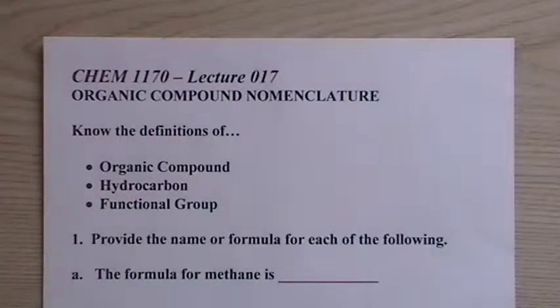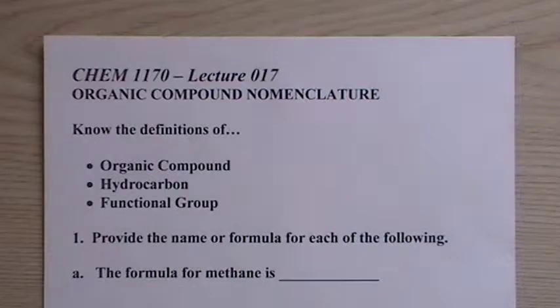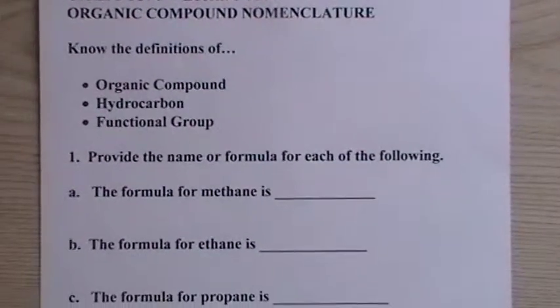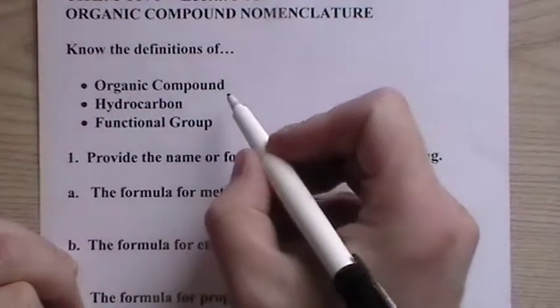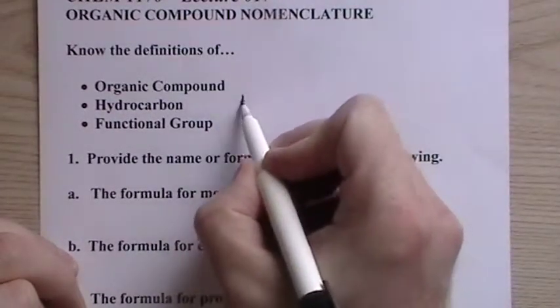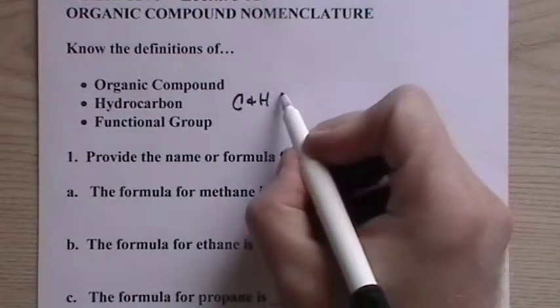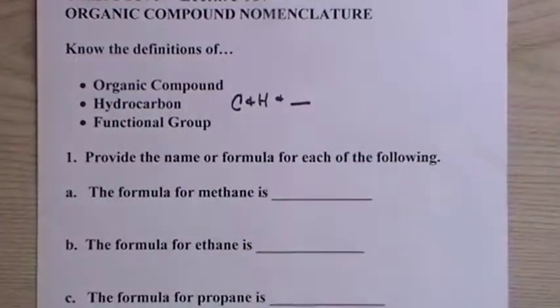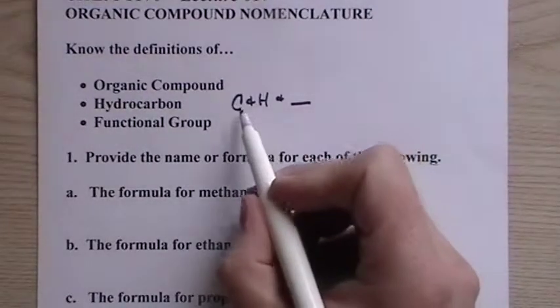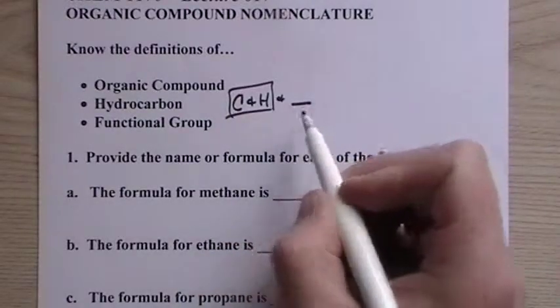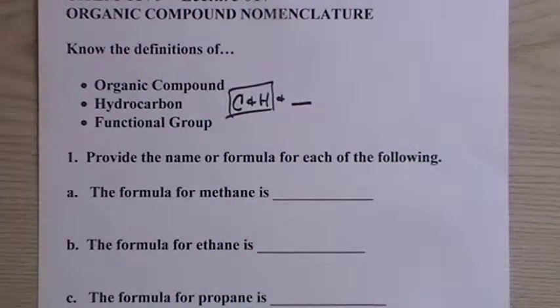Okay, lecture 17. And you should know these terms. One here that we can talk about, hydrocarbon, is any compound that contains just carbon and hydrogen. That's mostly what we're going to be naming here. That's what these organic compounds are. And they can also have something else attached, but it's always going to have carbon and hydrogen, which makes it a hydrocarbon. And if you add anything else like oxygen, it becomes a hydrocarbon derivative.